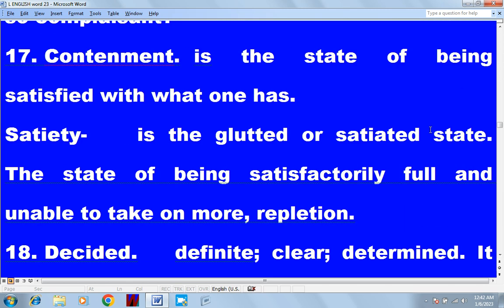Contentment is the state of being satisfied with what one has. Satiety is the glutted or satiated state, the state of being satisfactorily full and unable to take on more, repletion.